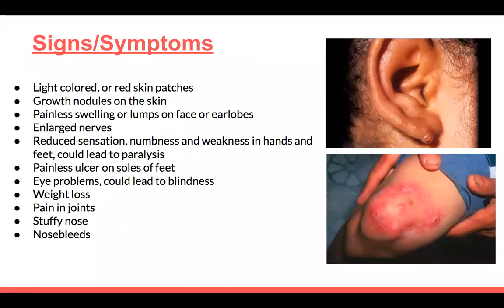Signs and symptoms are light-colored or red skin patches, growth nodules on the skin, painless swelling or lumps on face or earlobes, enlarged nerves, reduced sensation, numbness, and weakness in hands and feet that could lead to paralysis, painless ulcers on soles of feet, eye problems that could lead to blindness, weight loss, pain in joints, stuffy nose, and nosebleeds.